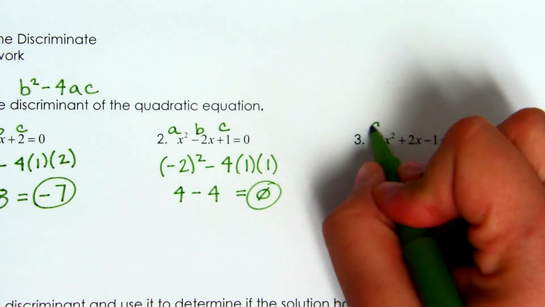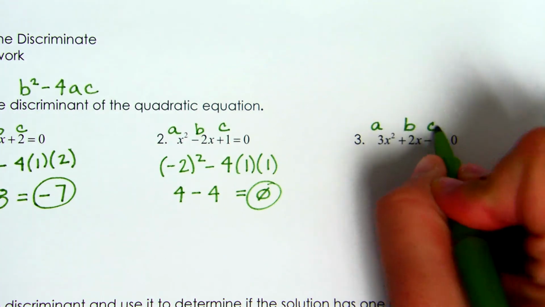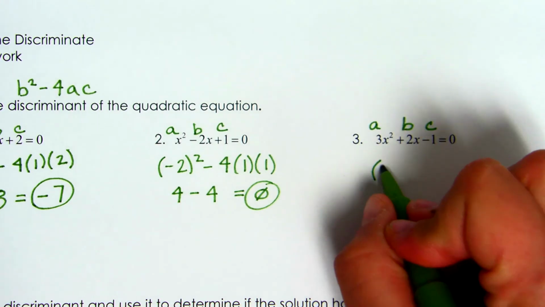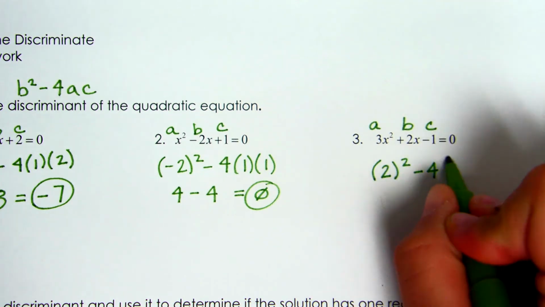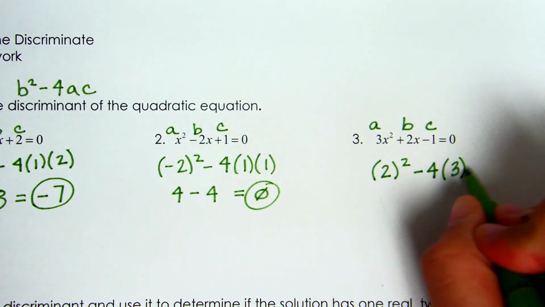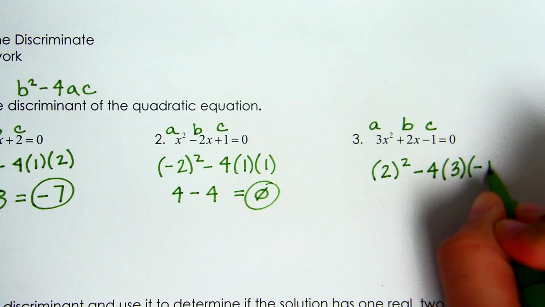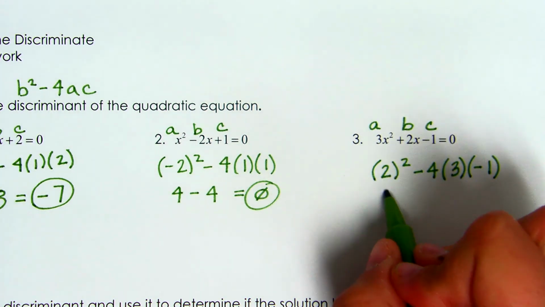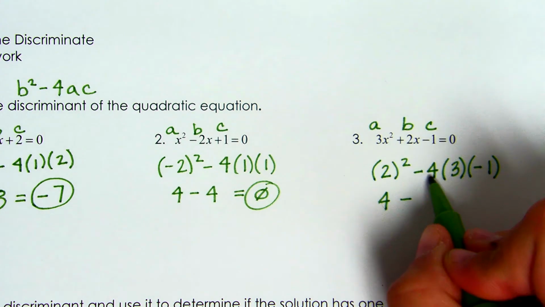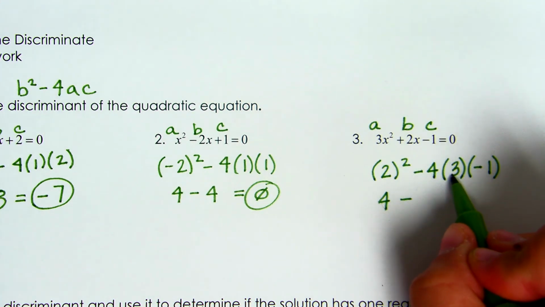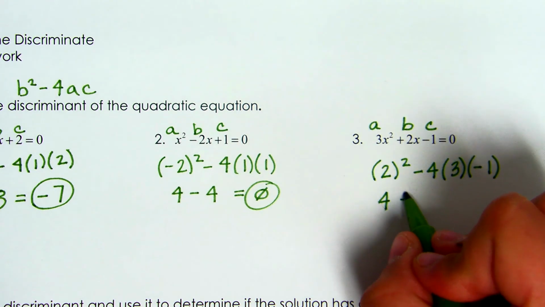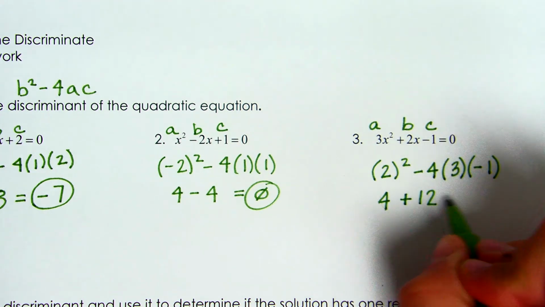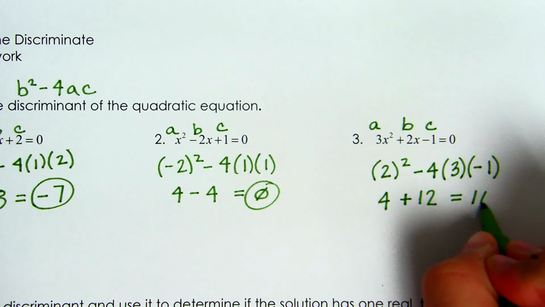The last one, a, b, c, plug it into my formula. B is +2 squared minus 4 times a is 3 times c is -1. 2 squared is 4 minus 4 times 3 is 12 times -1 makes this plus 12. So my answer is 16.